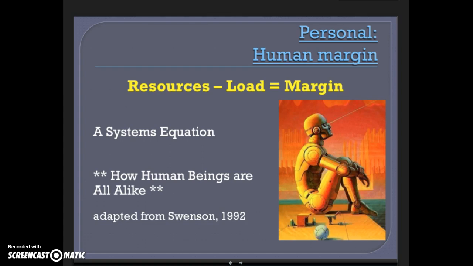Richard Swenson came up with what's called a human margin equation. And so what he said is that we each have resources that we pull from, and then we also have load that takes away from those resources, and we end up with margin. We usually want to end up with positive margin. So this is again a systems equation, and it looks at human beings because we all have a human margin equation.